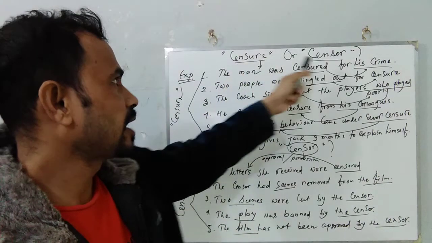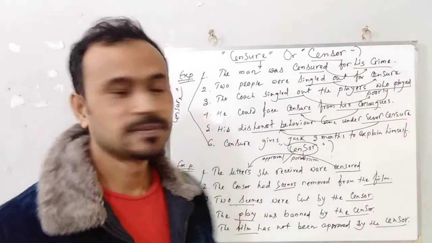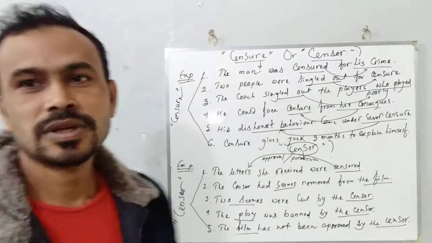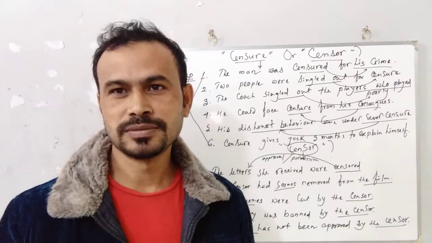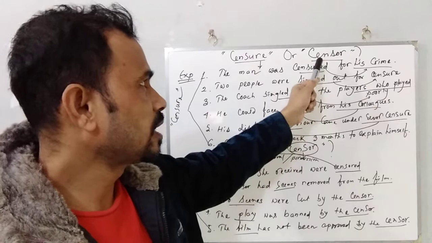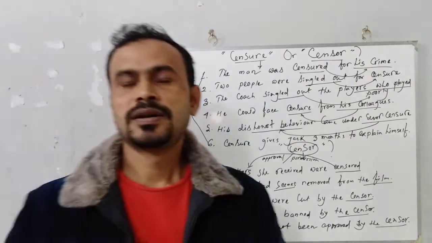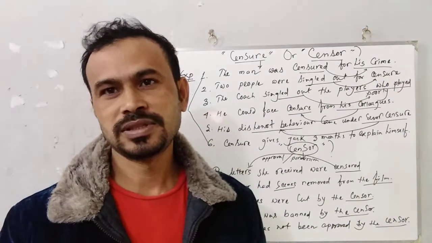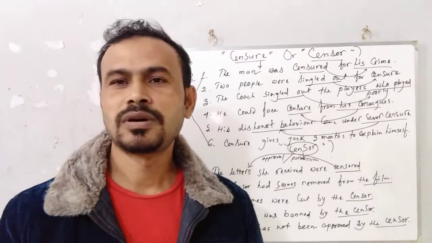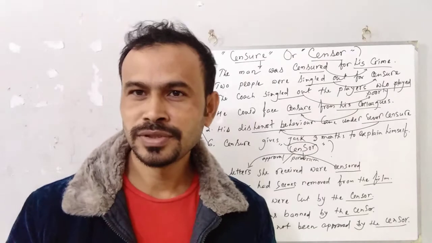Here, I have mentioned censure and censor. Okay, I'd like to spell first. Censure. The pronunciation would be censure. And I'd also like to spell the other word. Here I have mentioned censor. This word sounds the same as censure. So what is the meaning of these two words? Are there any differences or not?